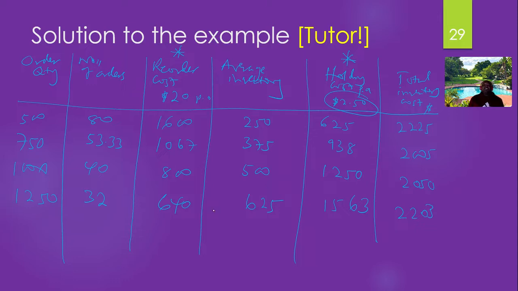So the question is now, which order quantity should be fine? You can make that decision based on the total inventory cost in the last column here. So you can see that this should be the best order option. We have to order 750 each time. An order size of 750 is actually economic because it has a total cost which is lower than the rest of the options.